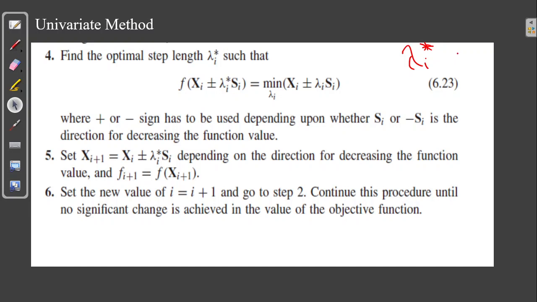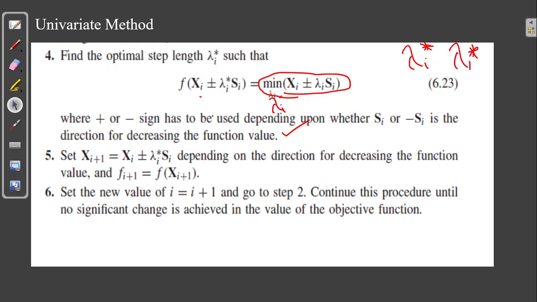Here for the first iteration it will be lambda 1 star, such that f of Xi plus or minus lambda I star Si is equal to the minimum with respect to lambda I. You have to minimize this function with respect to lambda I, for this value, that is Xi plus or minus lambda I Si. The plus or minus sign has to be used depending upon whether Si or minus Si is the direction for decreasing the function value.